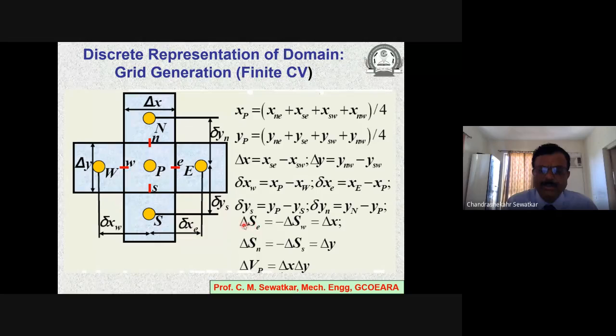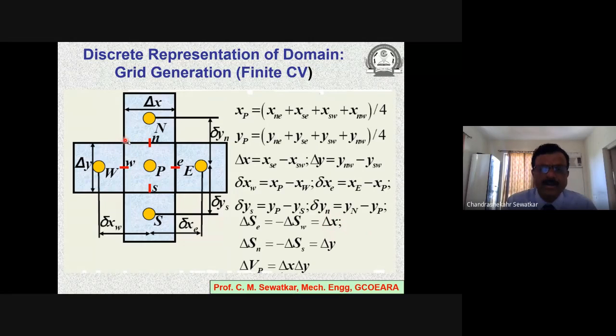So if I represent delta S E as the area of the east face, then delta S W, negative, will be the area of the west face, and that will be equal to delta Y. There is a typographical mistake here. Please correct this. This is delta Y.